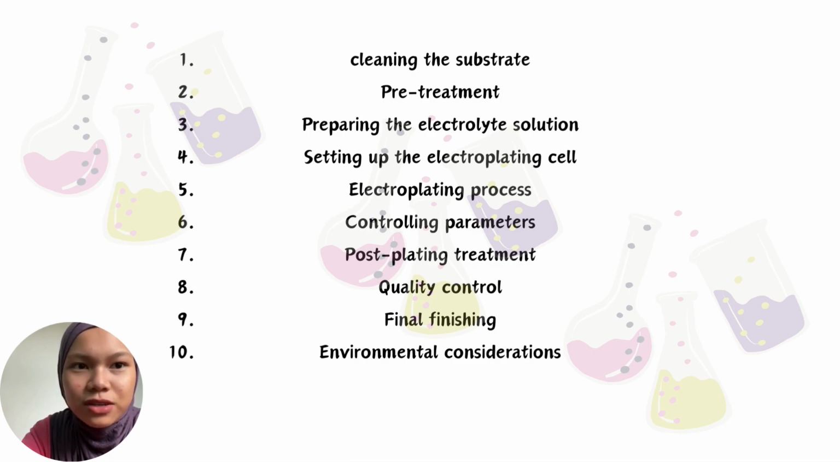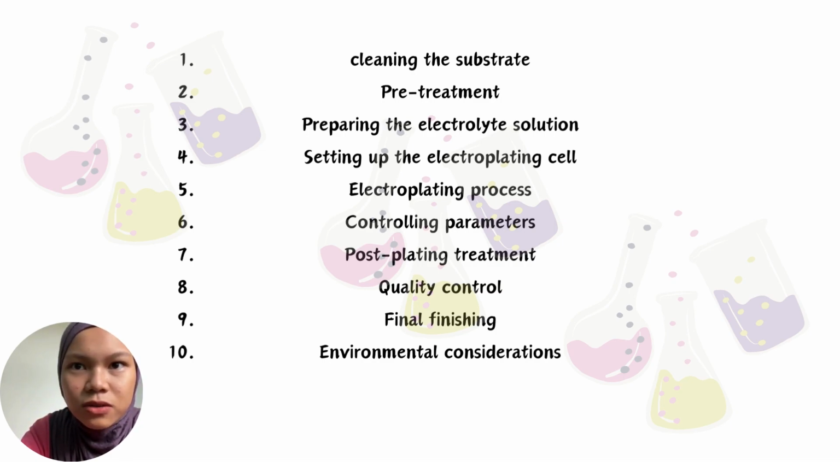Sixth, controlling parameters. Various parameters are closely monitored and controlled during electroplating. Seventh, post-plating treatment. After electroplating, the plated object may undergo post-treatment processes to improve the overall quality of the plated layer.